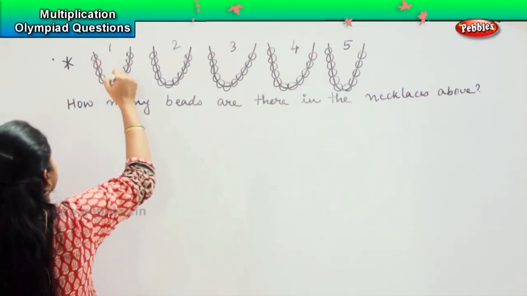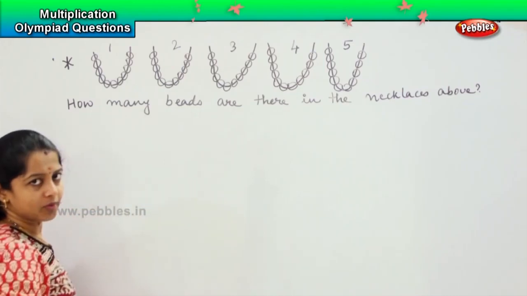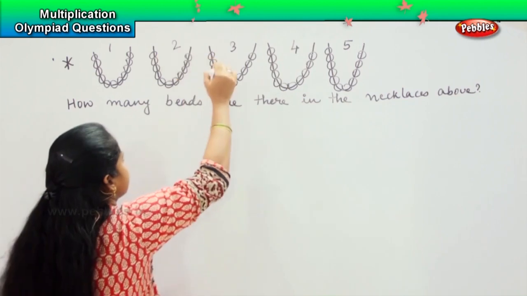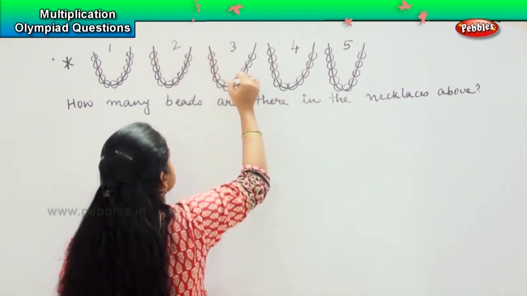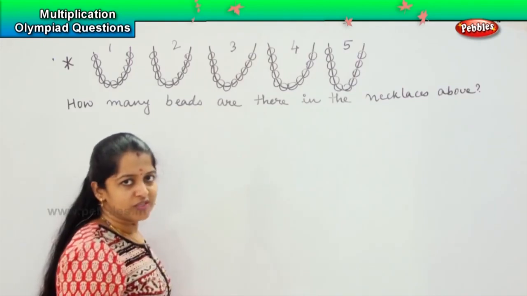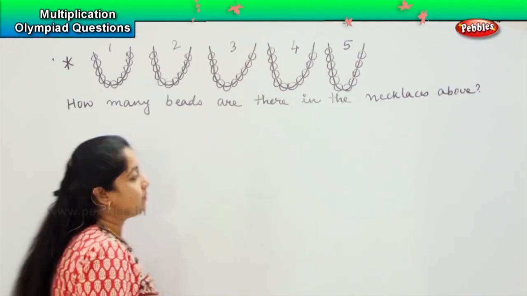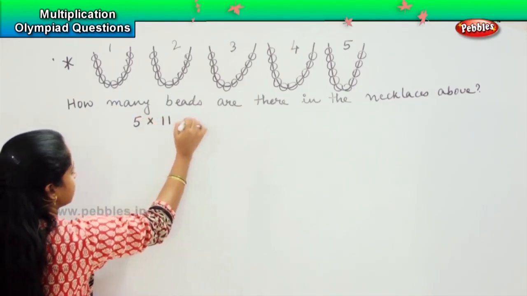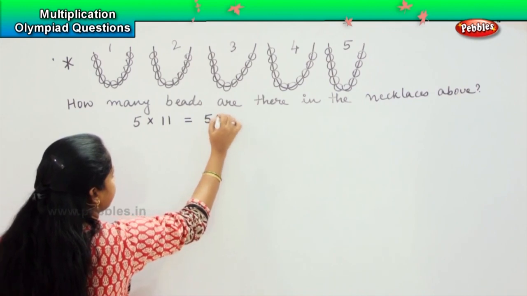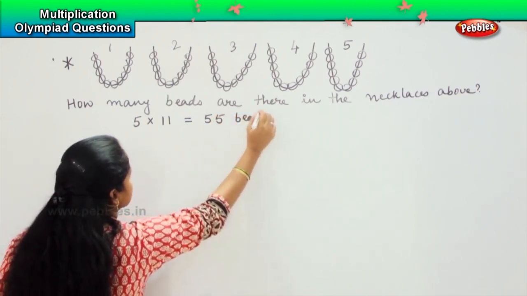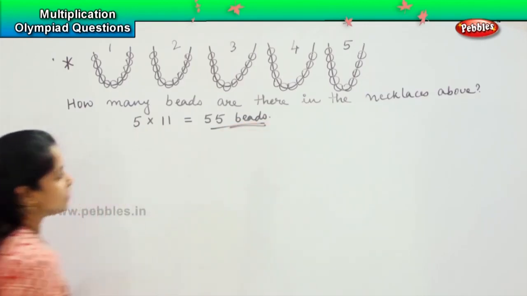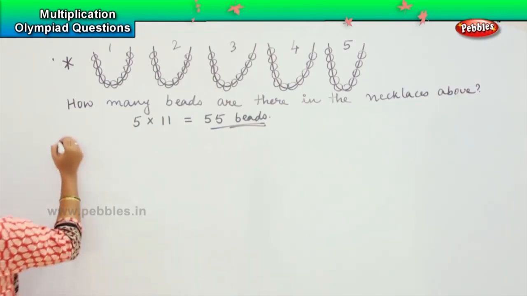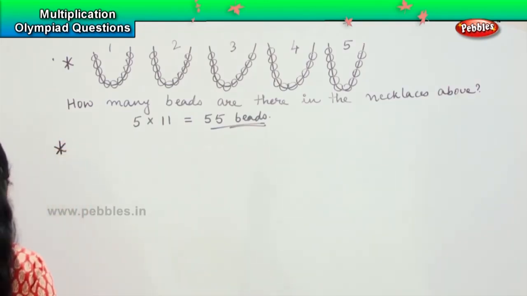1, 2, 3, 4, 5, 6, 7, 8, 9, 10, 11. Each necklace is having 11 beads. So what am I going to do? 5 into 11, which equals 55 beads. So my answer is 55 beads. Got it? Shall we proceed to the next question? Okay, so here is my next question.